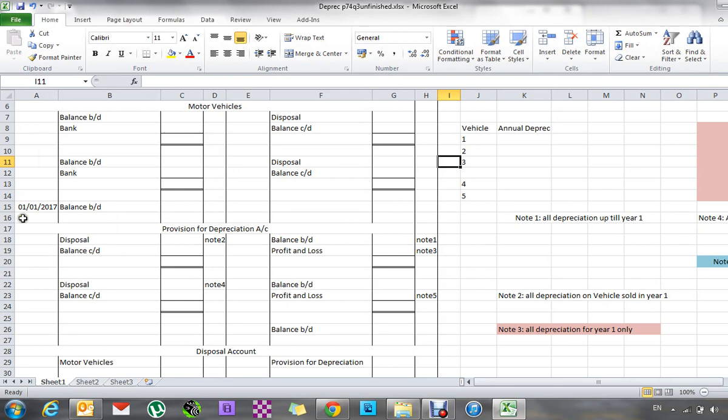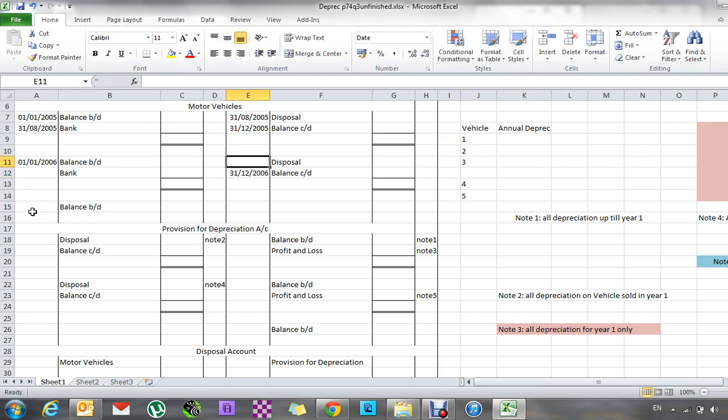So I'm going to start off by doing the opening balances for the motor vehicles account. So look at my date. I'm doing this for 2005-2006, so my opening balance will be the 1st of the 1st 2005, and my closing balance will be the 31st of the 12th 2005. Then the disposal happened on the 31st of the 8th 2005. And then the bank, so that's when I bought my replacement one, happened on the same date. So I then have a balance BD at the beginning of 06, and I'll have a closing balance for 06.